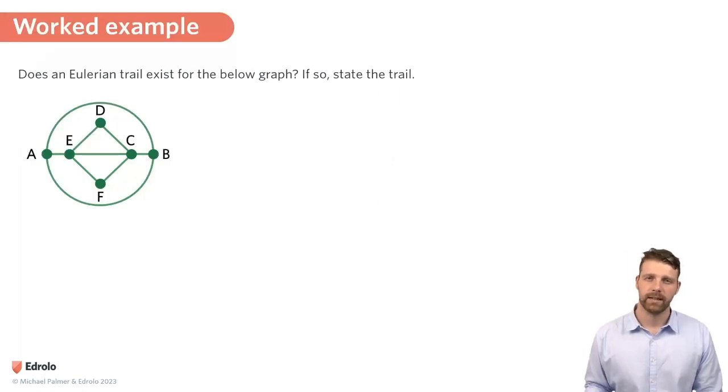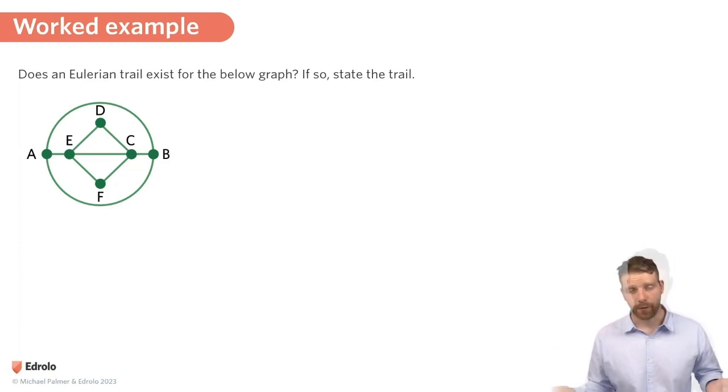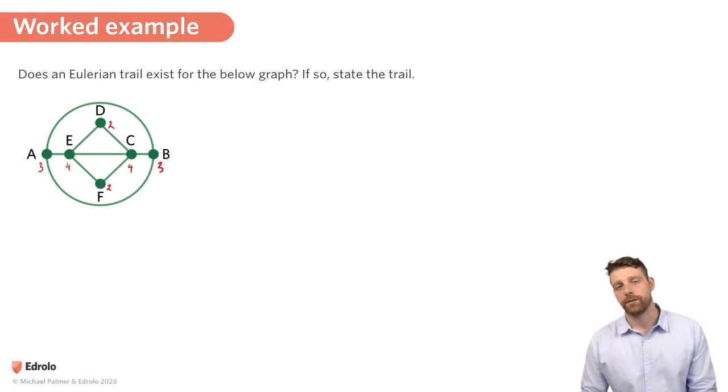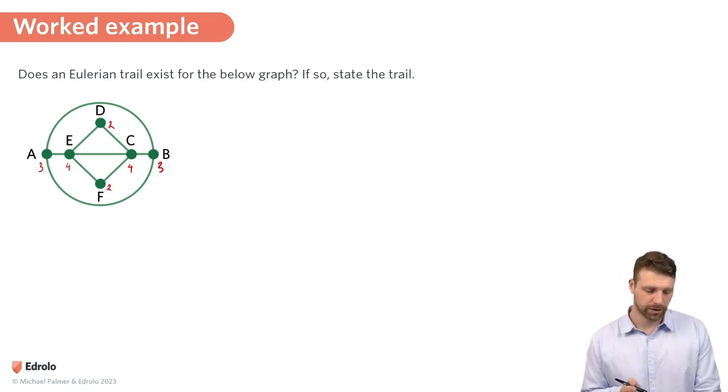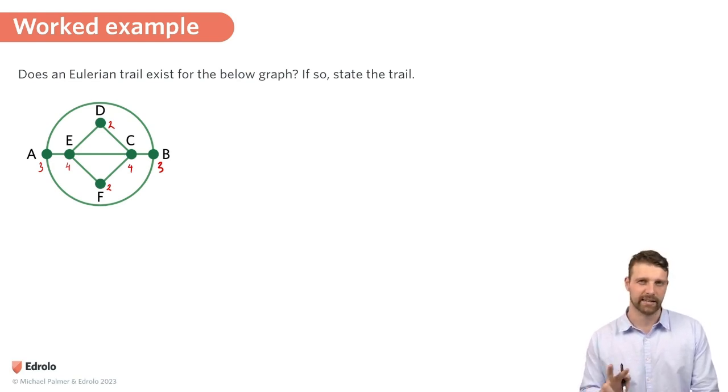Here's a worked example. Does an Eulerian trail exist for the below graph? If so, state the trail. So first thing, I've got to figure out if an Eulerian trail exists. So I'm going to count all the degrees. Let's do that now quickly. There's the degrees of the vertices, and we can see that we've got 2 odd ones. We've got B and A. So what I think is that my Eulerian trail is going to have to start at A or start at B and end at the other vertex.